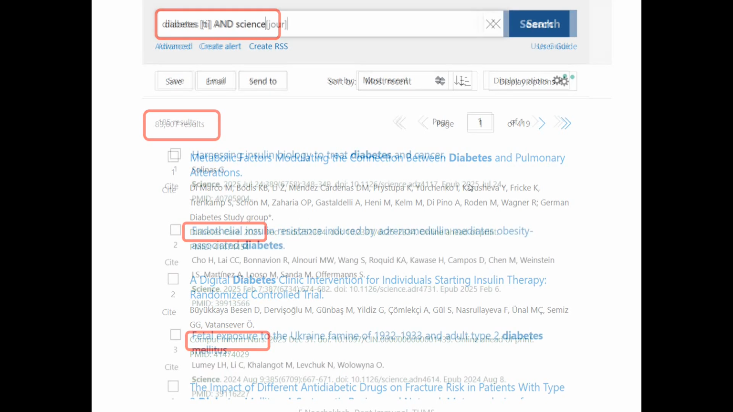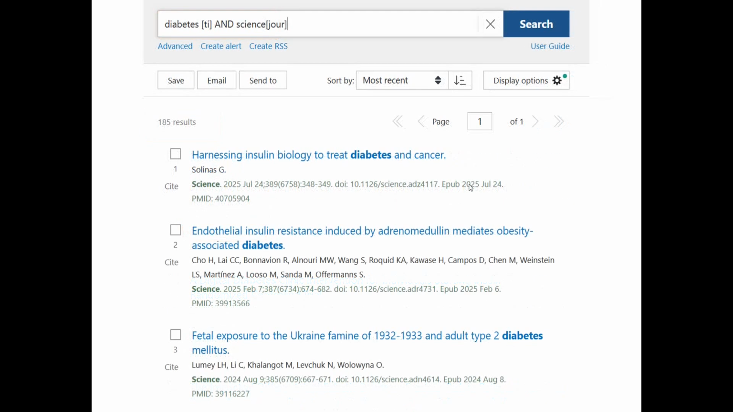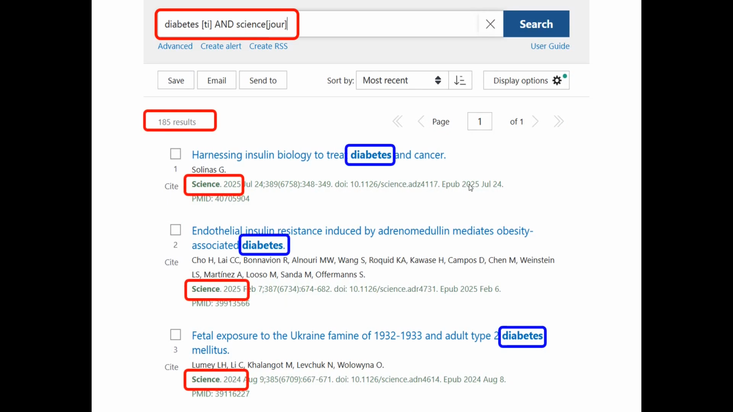Well, the problem with this search is that the word science is a general term. So I haven't specified the field. If I want to do it correctly, I have to specify the field as JOUR, or journal. And if I do it this way, I would be getting 185, and the journals are Science and diabetes in here.